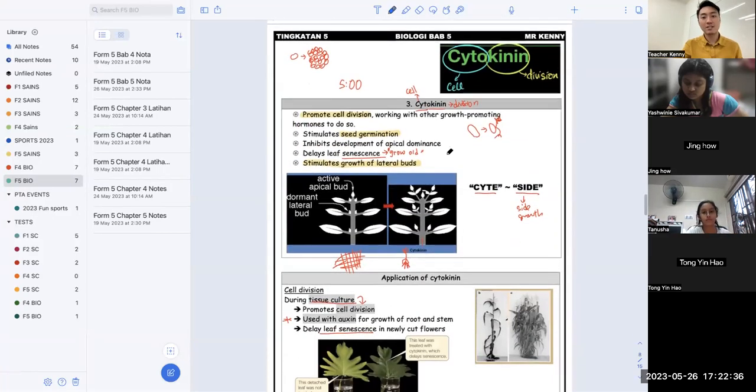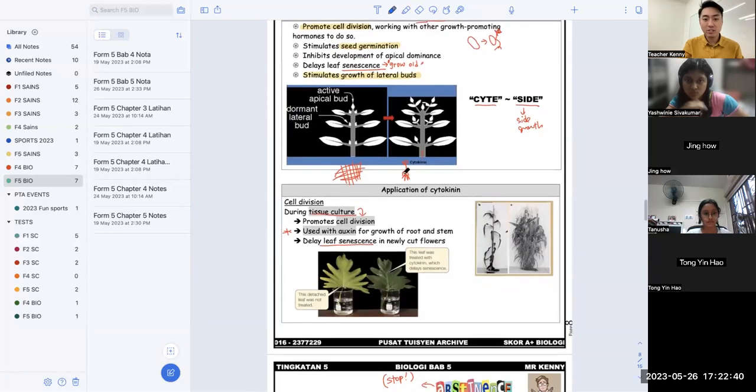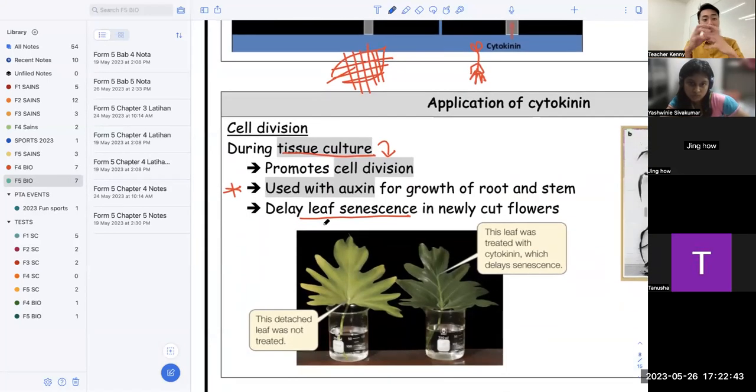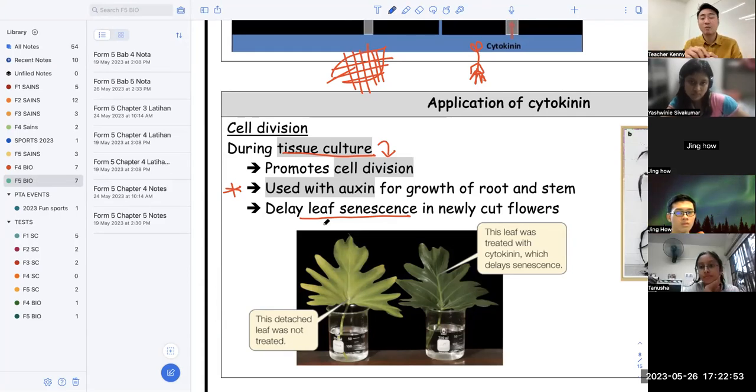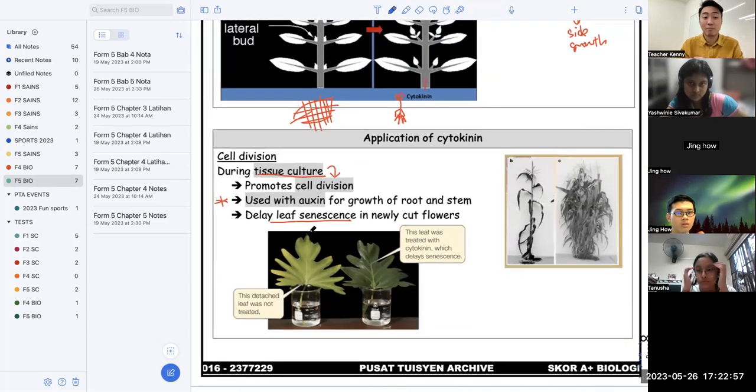Next, cytokinin increases cell division. Always, when you want to use tissue culture, cell division is just increasing the cell mass. You want them to elongate and learn how to differentiate, so you need to put auxin. There are other chemicals as well, but you just need to know auxin and cytokinin, good enough for SPM level.